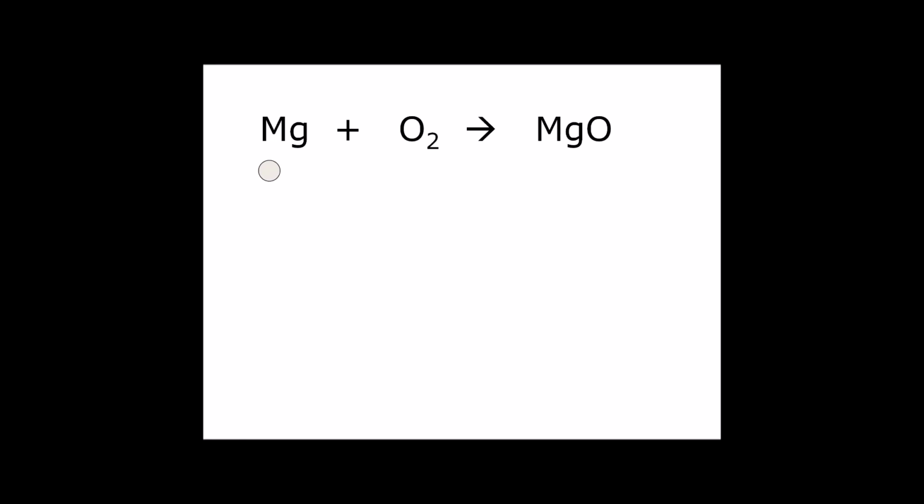Now we can represent the magnesium as a grey sphere and the O2 as two red spheres. Each of these spheres is showing one atom. So we've got one magnesium atom, two oxygen atoms, which is what the equation is telling us. And then on the other side, we've got an oxygen and a magnesium joined together in magnesium oxide. Now we can't just make MgO2 because that would be changing this chemical formula, and we can't do that.